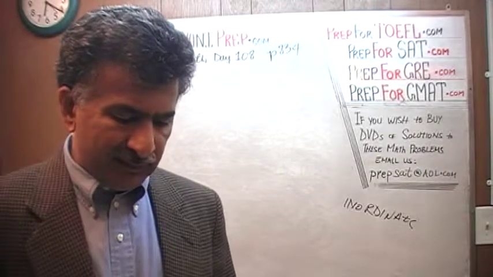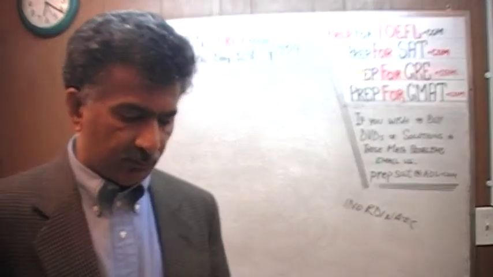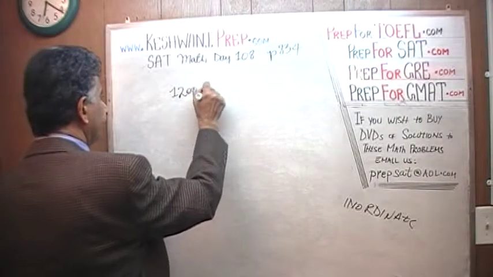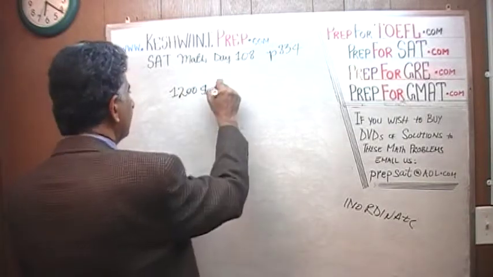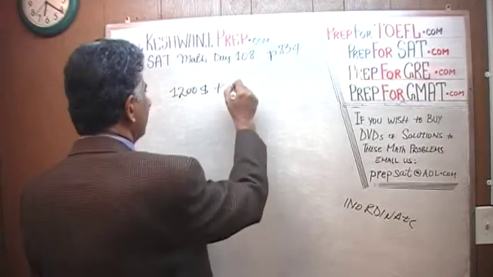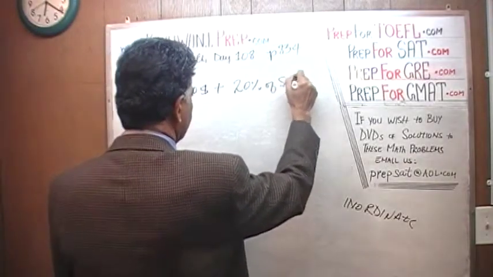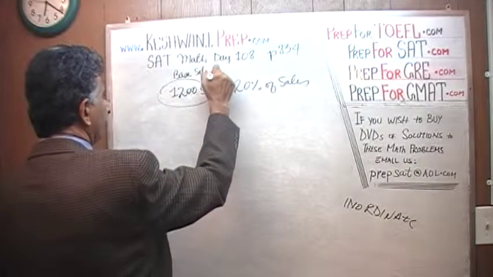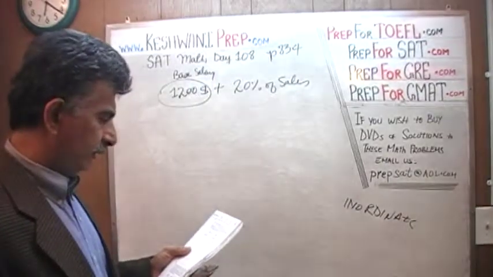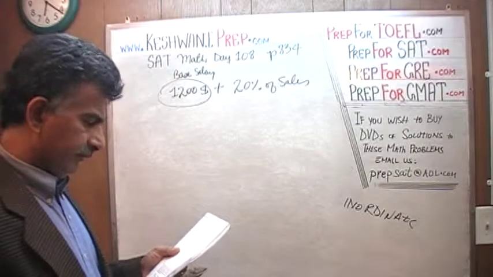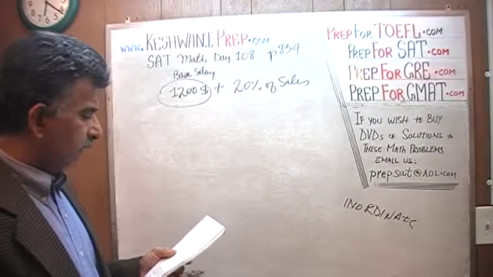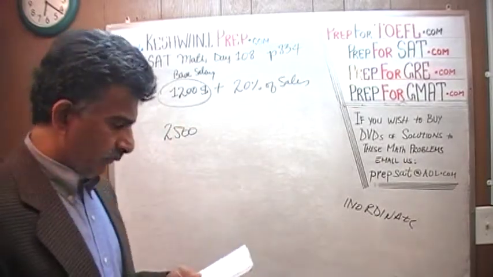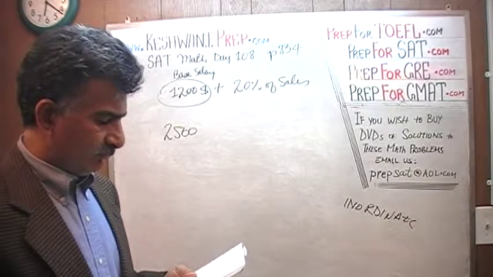A salesman's monthly gross pay consists of $1,200 plus 20% of his sales. So let's call this the base salary, and then he gets the commission, plus 20% of his sales. If his gross pay for 1 month was $2,500, so his gross pay is $2,500, what was the amount of his sales for that month?